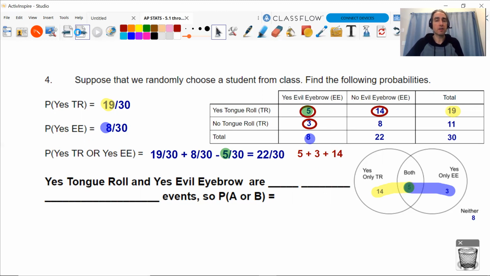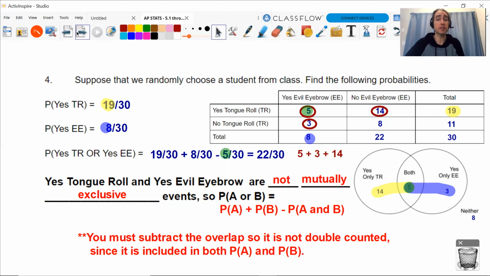But the important thing is these are not mutually exclusive. And since they're not mutually exclusive, there can be some overlap. So what we want to do in this case is add their probabilities together, but subtract that overlap, what they have in common, from the two overall probabilities.